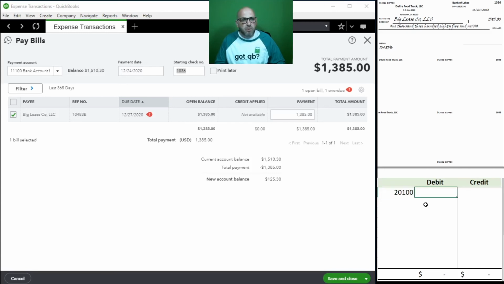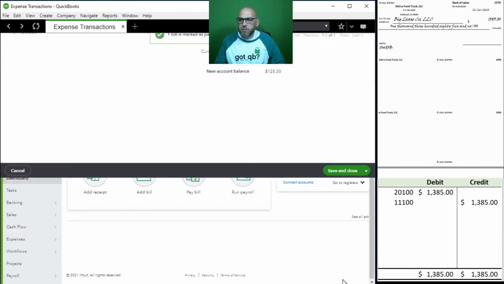Accounts payable balance is reduced. Okay, what else is happening? Our bank account balance is reduced as well. Here we are. Accounts are in balance, debits and credits are in balance. So this amount right here is a credit to account 11100, and it is a debit to account 2100. Even though you don't see 2100 here, it's there. Trust me, it hits accounts payable. We're good to go. Save and close.